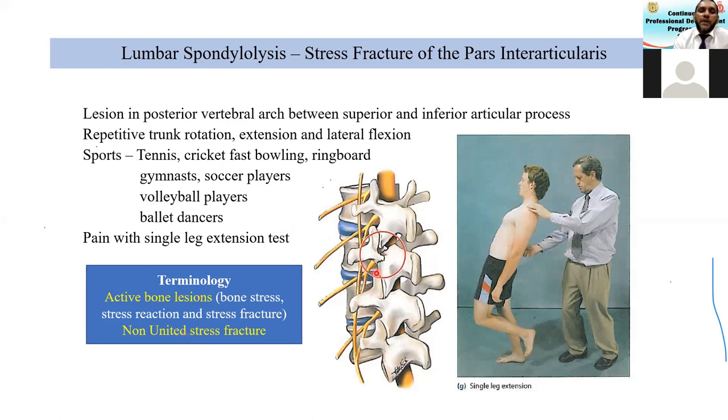Mainly, it could be an active bone lesion, where there could be a prespondylolytic bone stress or a stress reaction or a hairline stress fracture. This is one of the active bone lesions, or else the injury can be a non-united fracture with a bone defect. These are the terminologies of this condition.